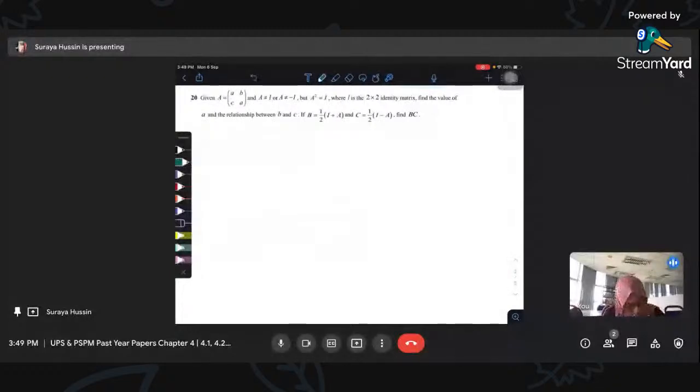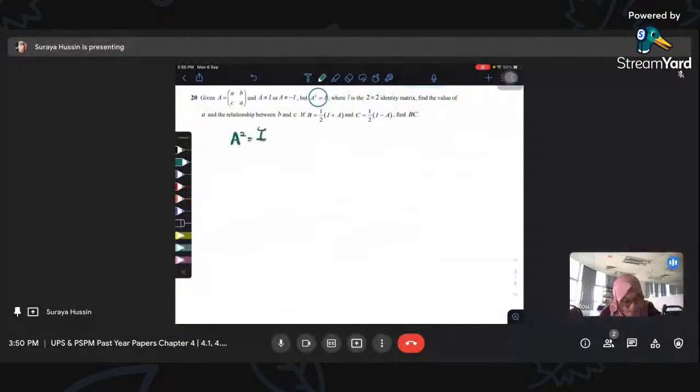Okay, so what is this? Dia kata everything is 2 by 2 matrix. Ialah I is identity matrix. Find the value of A. Find the relationship of B and C. And then if B ada ada, C ada ada, find BC. So the thing is we have to find nilai A dululah. So in this case, dia dah bagi kita sesuatu iaitu A squared is equals to identity.